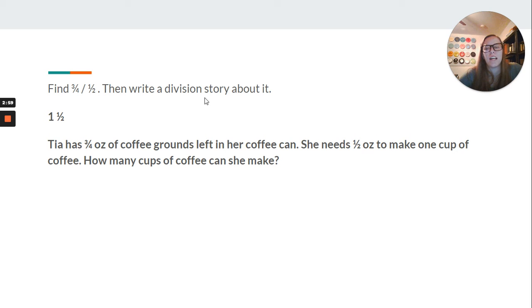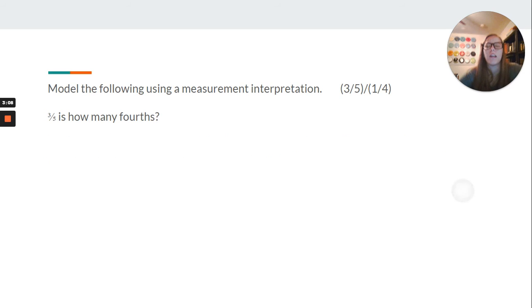story was Tia has 3/4 of an ounce of coffee grounds left in her coffee can. She needs 1/2 ounce to make 1 cup of coffee. How many cups can she make? Then we talked about measurement and partitive. So 3/5 is how many fourths? 3/5 divided by 1/4. So we take both numbers and make them have the same denominator. 12/20 divided by 5/20. It's going to be 12/5, or 2 2/5.